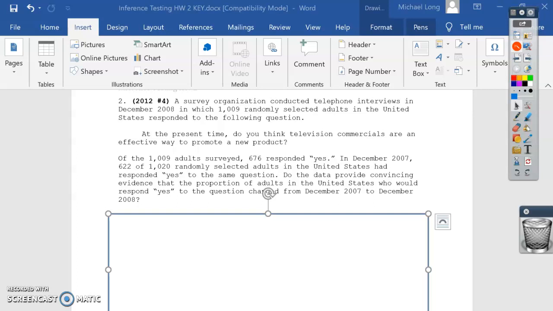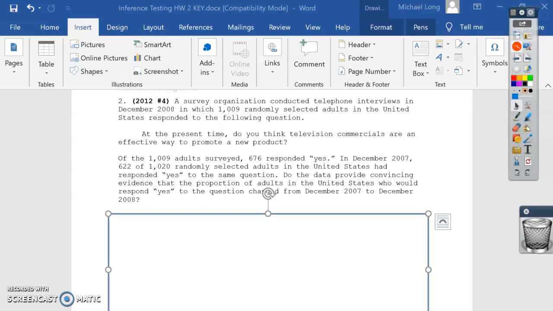Okay, if you would, find this problem in your packet. It's on Inference Testing Day 3, problem number 2, page 116. Read through it and answer the 3 questions that I always ask. What type of data? What type of test or confidence interval? And what symbols we use for the stats given to you.